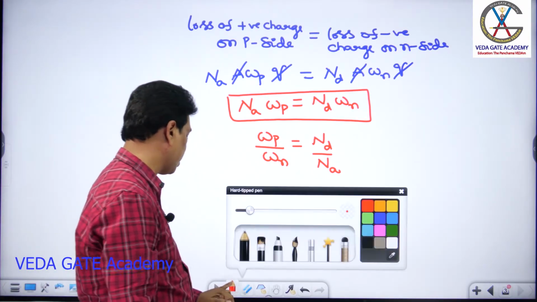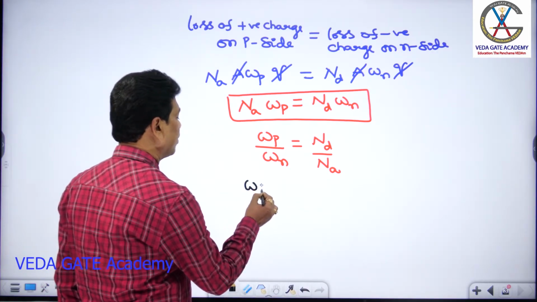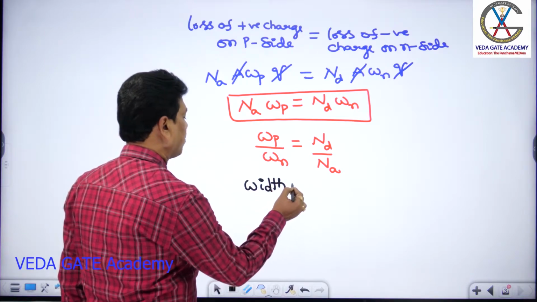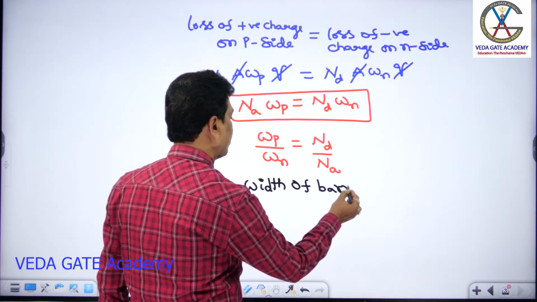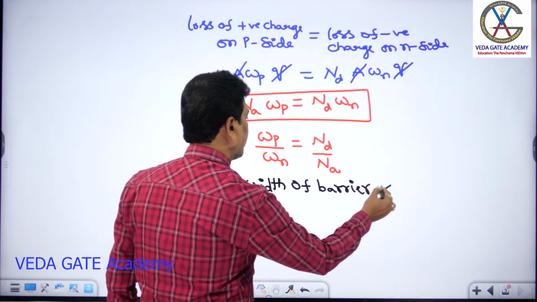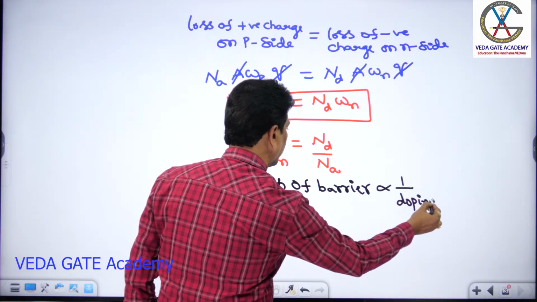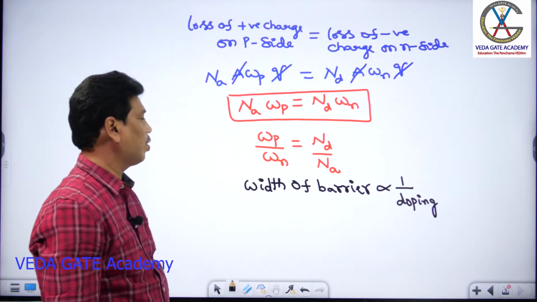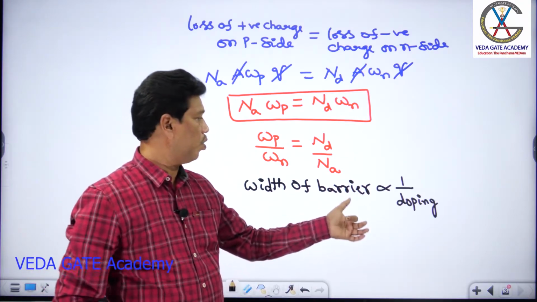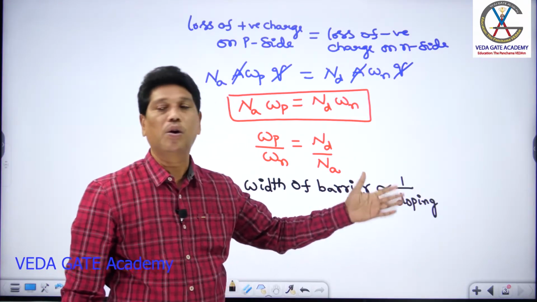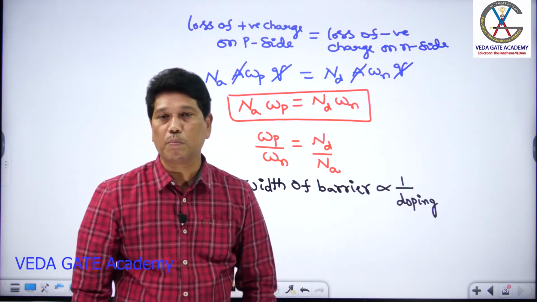So in the case of a PN junction, remember that the width of the barrier, either on P side or N side, is always inversely proportional to doping. Higher the doping, lower the width of the barrier. Lower the doping, higher the width of the barrier. So the width of the barrier is always inversely proportional to the doping.